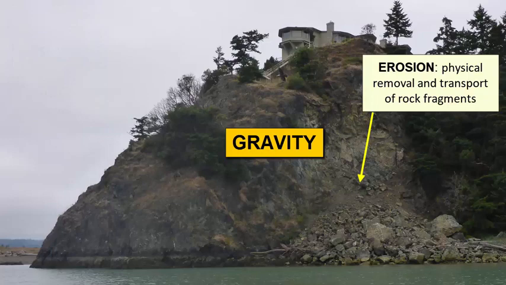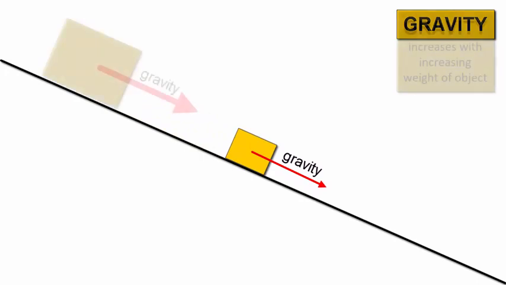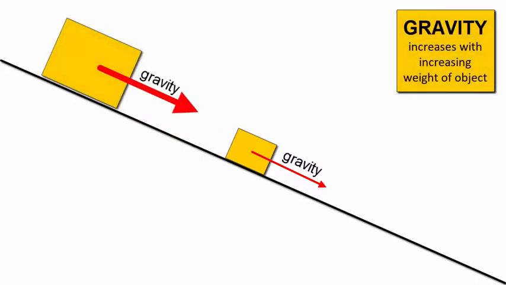Gravity is a force that pulls material downhill towards the center of the Earth. Any object sitting loosely on Earth's surface will feel the pull of gravity, and unimpeded will simply roll or slide downhill. The heavier the object, the greater the force of gravity.